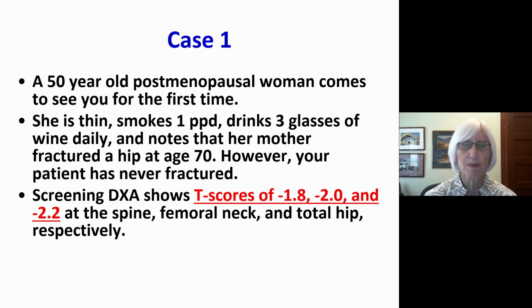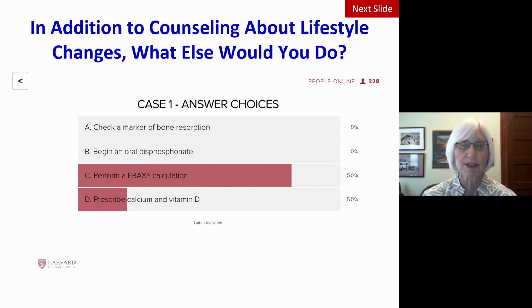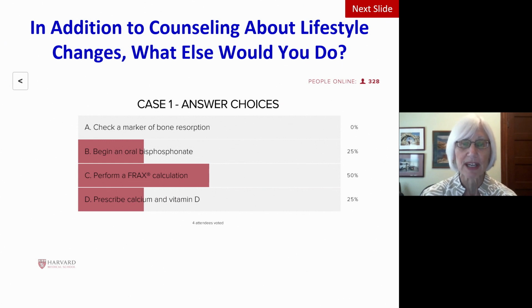So she has osteopenia. So for the first ARS here, in addition to counseling this patient about lifestyle changes, what else would you do? A, check a marker of bone resorption. B, begin an oral bisphosphonate. C, perform a FRAX calculation. Or D, prescribe calcium and vitamin D.